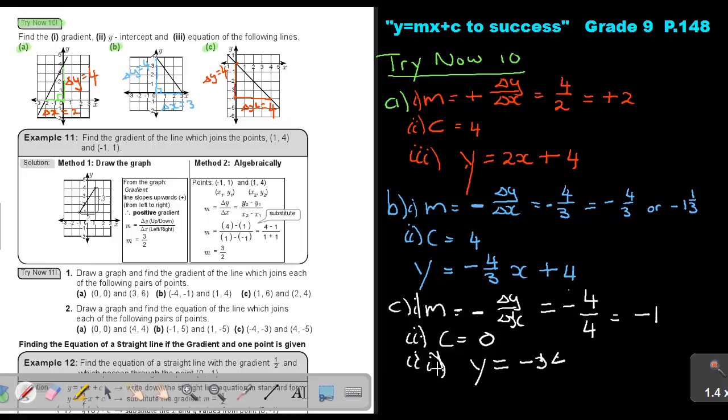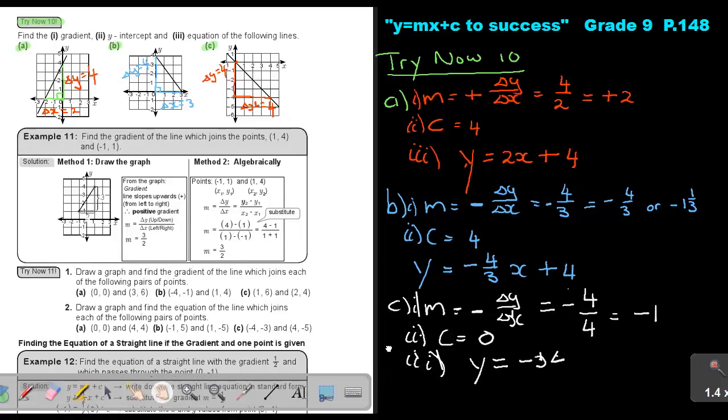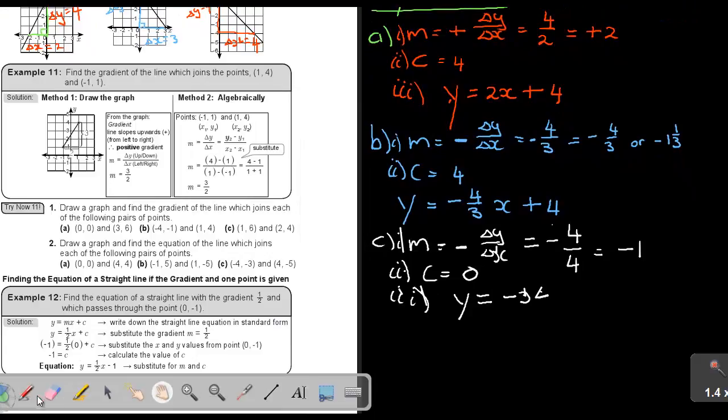Oh, this is not working nice. Let's just move it up a little bit. And let's just rewrite that one. So it's going to be negative x plus 0. Or let's rather just write it as y equals negative. And now we just must make that x nice. And that is going to be the answer. Y equals negative x.